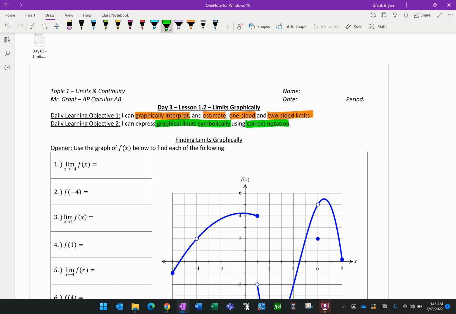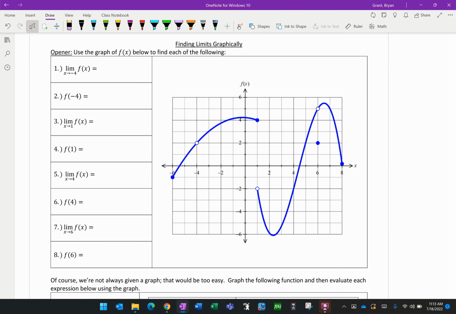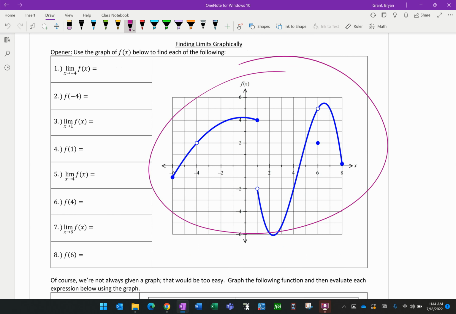And there's less that's new there. We focused a lot on the notation, the 3 parts that you need for a limit last class. So let's go ahead and just jump into a nice bit of review. So our opener for today is to use this graph of f of x, and this is important, and we'll see this a bunch throughout today. This is all one graph.